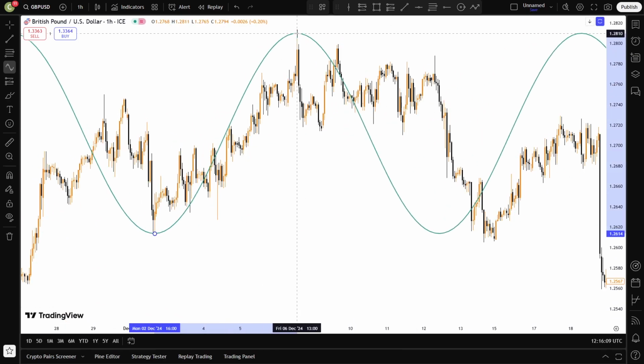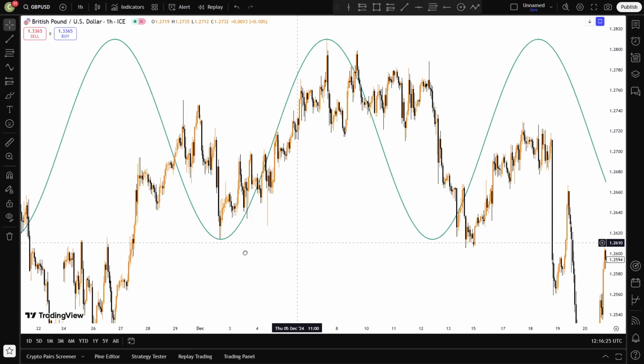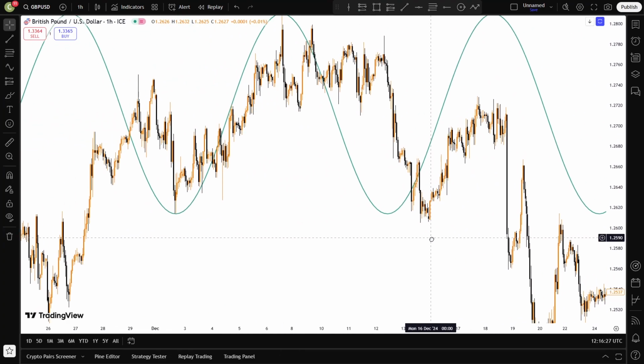So you pick one point to the other, and this will help you to anticipate potential tops or bottoms on time-based wave patterns. So it extends both to the left side and to the right side as well.